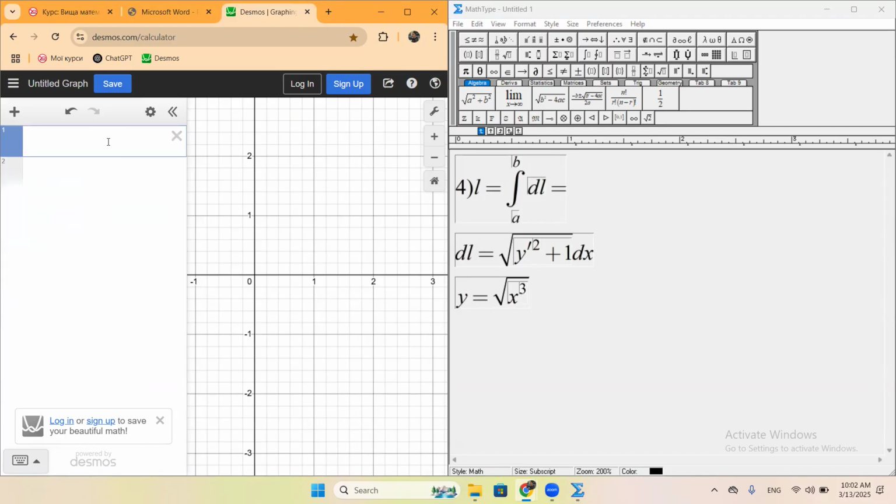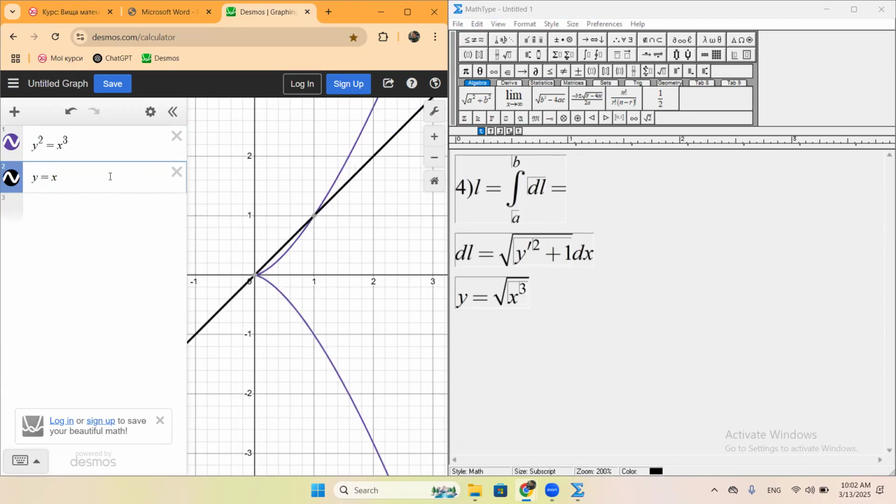So y squared equals x cubed. So such a figure. And so for positive x, y equals the square root of x cubed. So we have such a part.